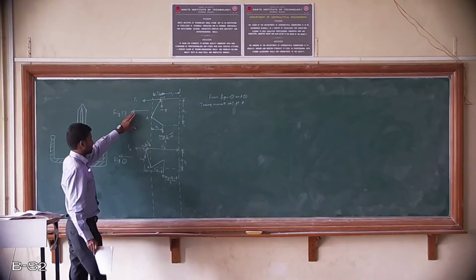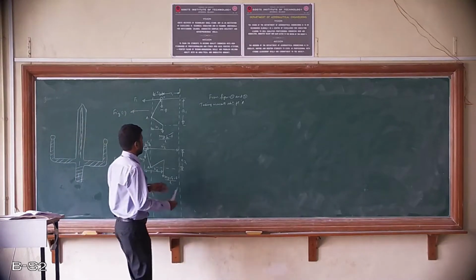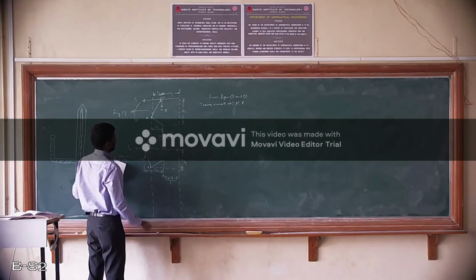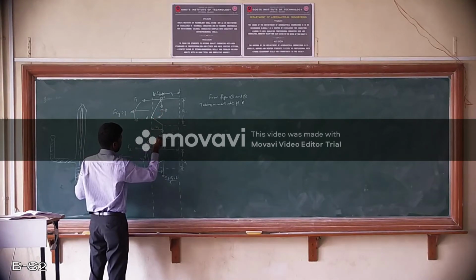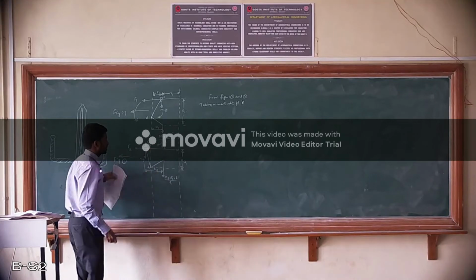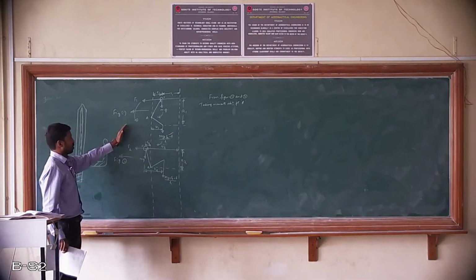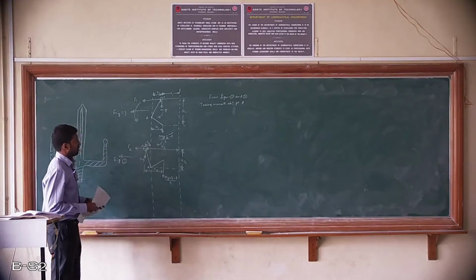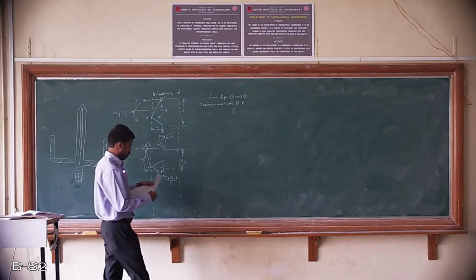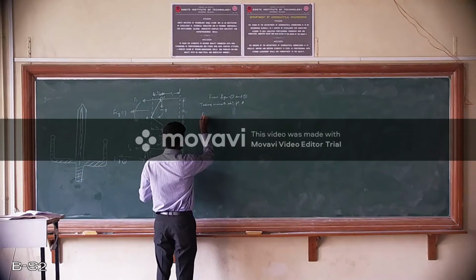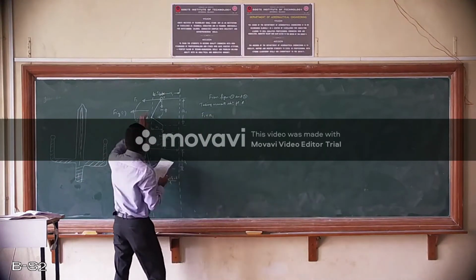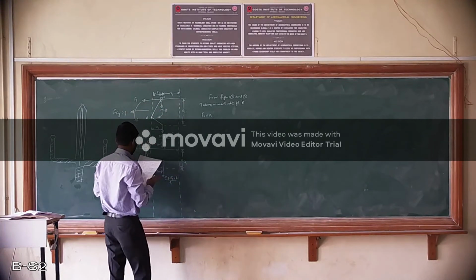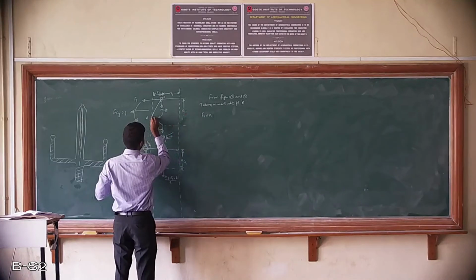First let us take the moments from figure 1. F1 will be acting in the anti-clockwise direction, and this will be acting in the clockwise direction. So the total anti-clockwise moments should be equal to the total clockwise moments. First I will write the anti-clockwise moment, that is F1 into A1, that is force into perpendicular distance. Sorry, this should be up to this point.